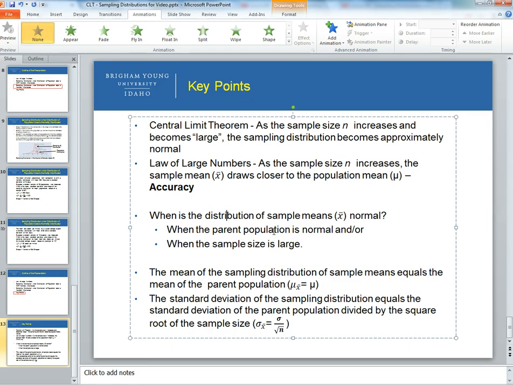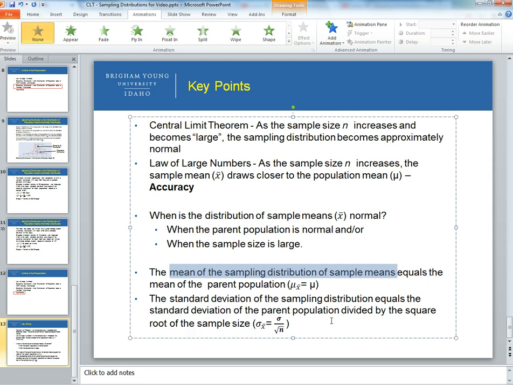Secondly, when is the distribution of sample means normal? It's one of two ways. It can either be when the parent population is normal and/or when the sample size is large. Those are the two ways that our distribution of sample means is normal. And then finally, the mean of the sampling distribution of sample means equals the mean of the parent population. So mu of x bar, or the mean of our sample means, is equal to the true population mean.